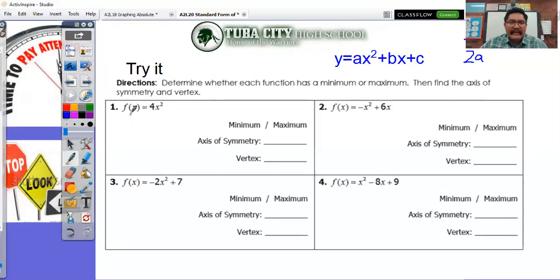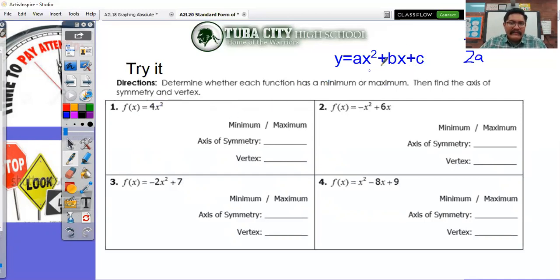I have f of x equals 4x squared. All right, so it's missing a couple of the things. It is missing a b value. It is also missing a c value. Now, if it's missing, in this case, it's completely gone, so we assume that it's going to be 0.